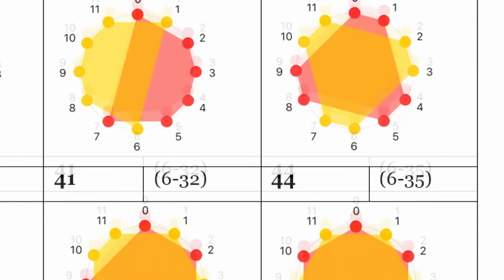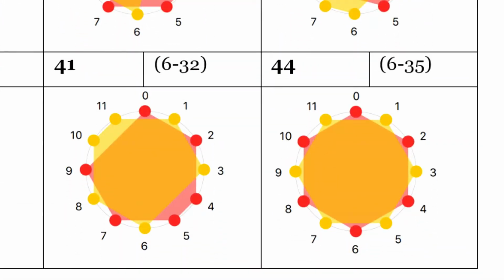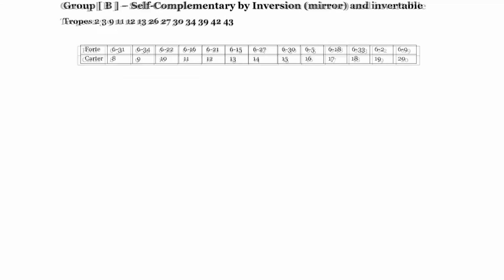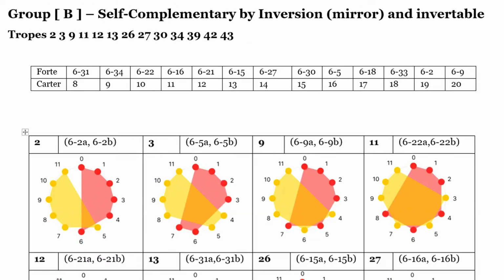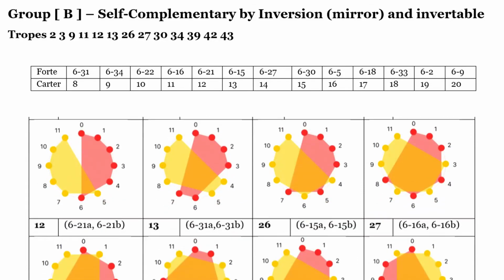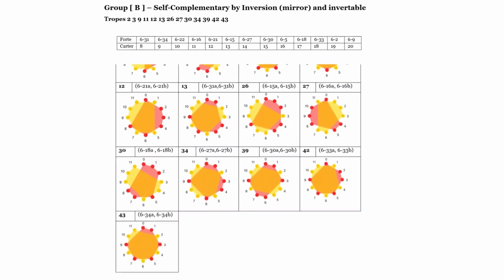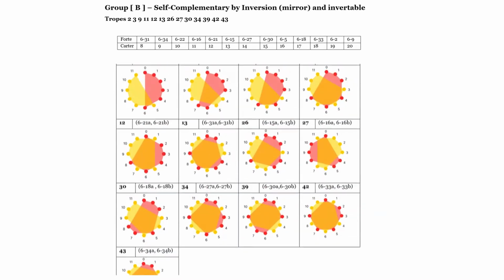Looking at the geometric shapes, we can see that you have the same geometric figure just rotated. Group B are invertible and self-complementary by inversion. If you look at the geometric figures, you can see that the complementarity is achieved by flipping the figure.